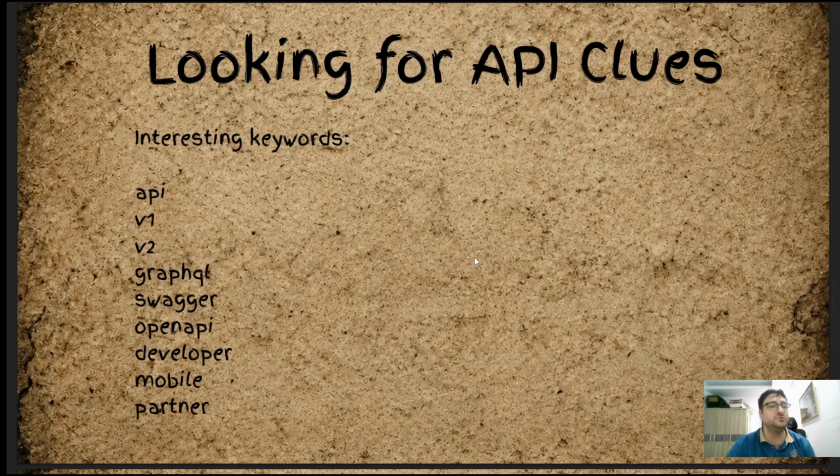Okay, look for good clues. Look for /API, V1, V2. We talked about this in versioning. GraphQL, people love GraphQL. Swagger, that's where your documentation and your functionality is. Same with OpenAPI. Find those things that are out there. Of course, if you see developer, mobile, partner, those are part of the architecture. So if you've seen those, then more likely there's some API documentation floating around somewhere.